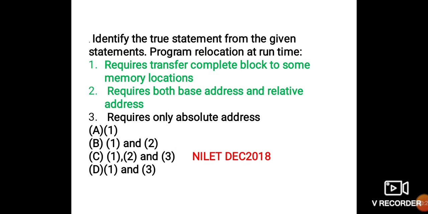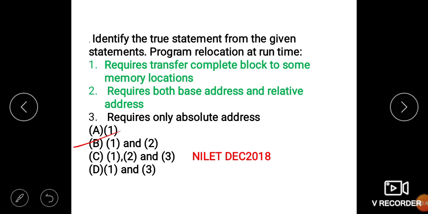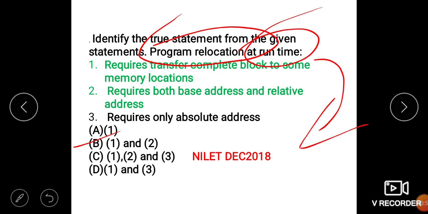There are three statements related to program relocation. At runtime, the first statement says it requires transferring a complete block to some memory location, the second requires both base address and relative address, and the third requires only absolute address. So option B is correct because it describes the program relocation technique. In program relocation, at runtime it transfers the complete block.